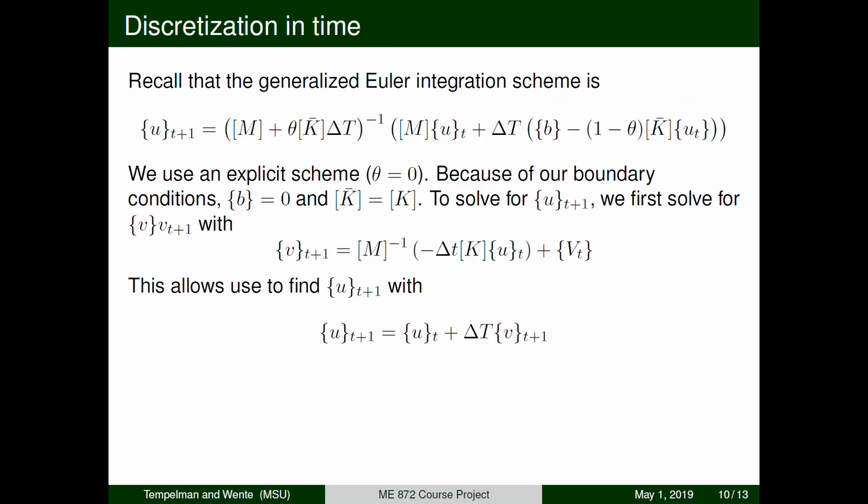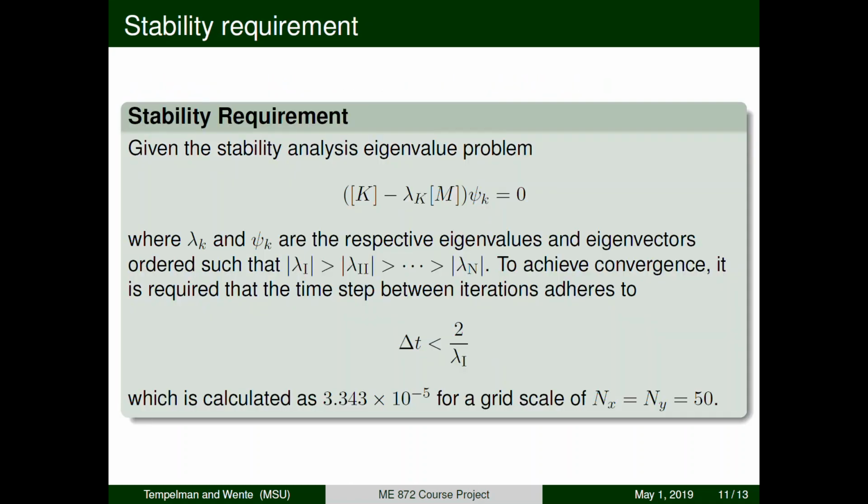We then discretize it in time using an explicit scheme where theta equals 0. And then we solved it using a stability requirement where delta t was less than 2 over the maximum eigenvalue of the problem, because theta in this case was 0.